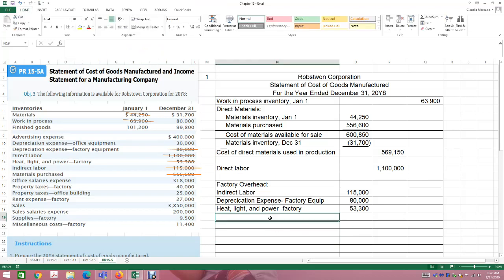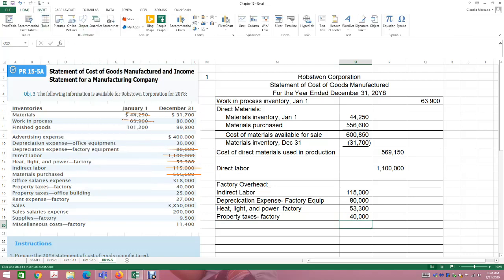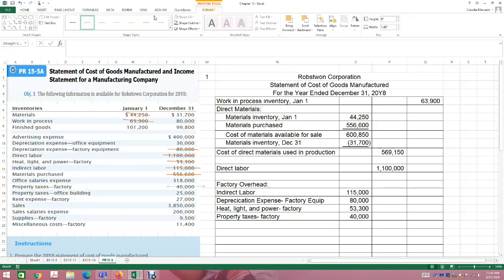Okay, there we are. So what else do we have? We have property taxes for the factory, okay, $40,000. So remember, we're picking up all of the costs associated with the factory, property taxes for the factory, and that is $40,000. Sorry. Okay, up there, 40, 1, 2, 3. There we go. Let me mark that off. $40,000 has been used.